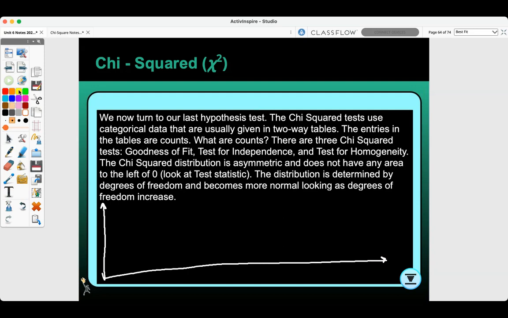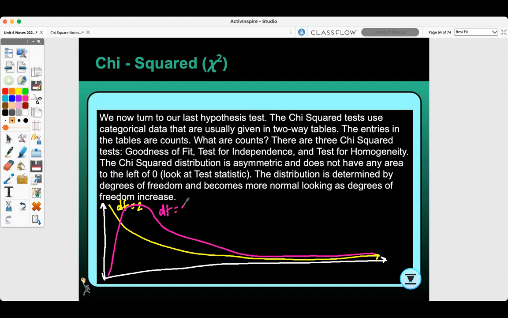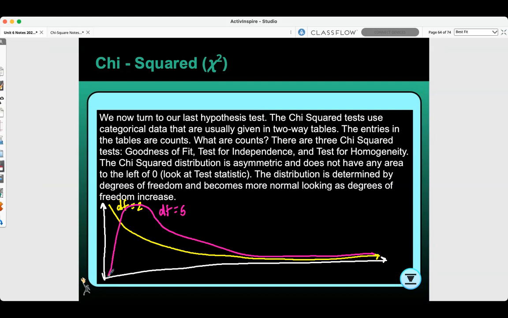if I only have 2 degrees of freedom, my chi-squared distribution would look something like this. And that's with degrees of freedom equaling 2. If I increase my degrees of freedom to something around 5, it'll look more like this. And if I were to increase it even more, my degrees of freedom to say 10, it would become more normal looking.